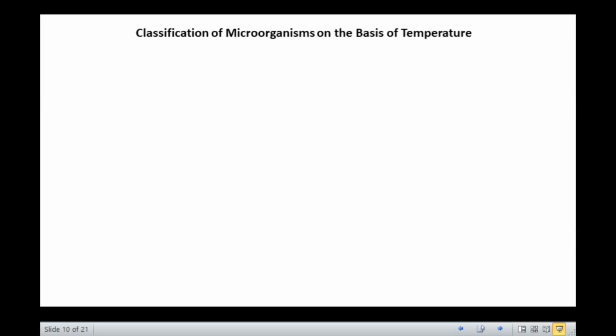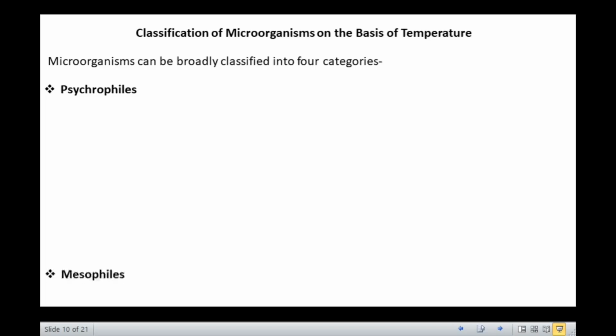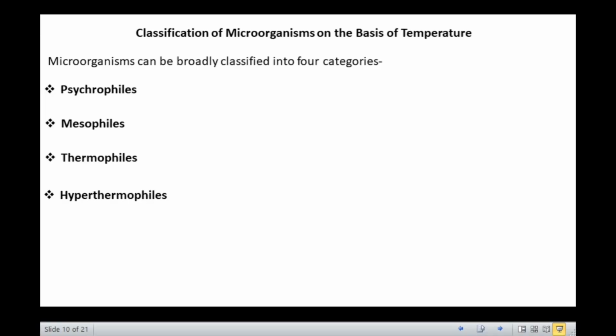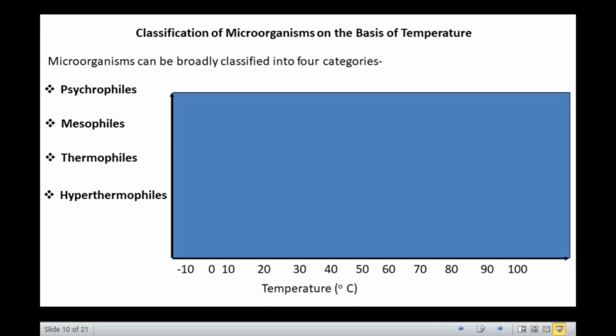Classification of microorganisms on the basis of temperature is what we will be discussing now. On the basis of their temperature optimum, microorganisms can be broadly classified into 4 categories. These are psychrophiles, mesophiles, thermophiles, and hyperthermophiles. Let us understand each of these terms with the help of this figure. Psychrophiles have a temperature optimum below 20 degrees and cannot grow above this temperature.